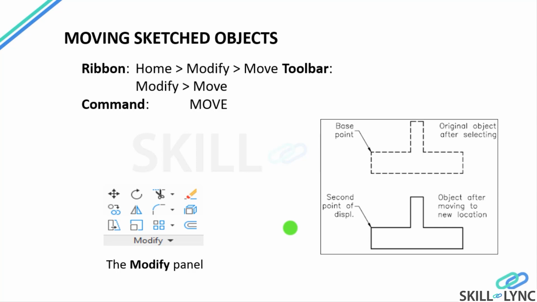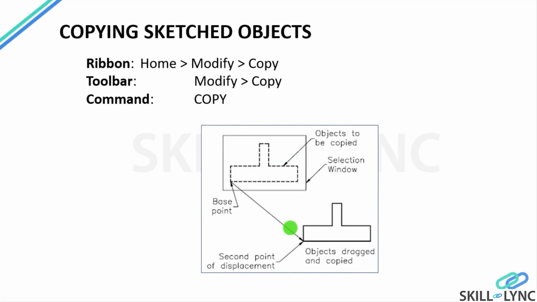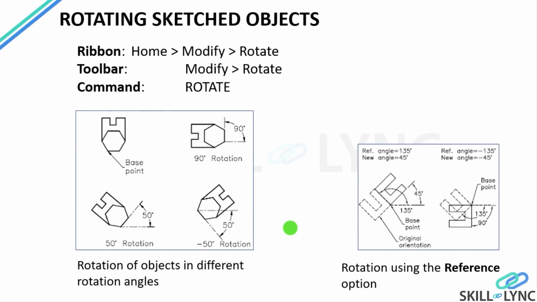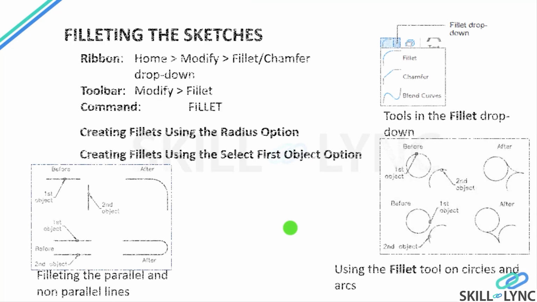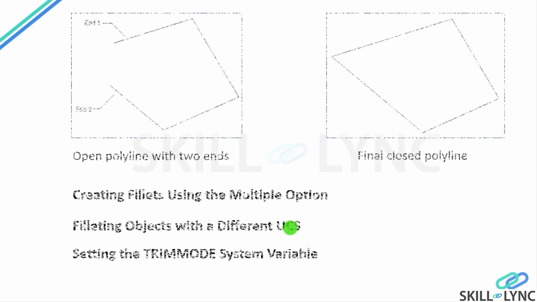Now the next options that we will learn are the modification options. We'll be moving objects, copying objects, offsetting objects, rotating objects, and scaling objects, along with fillet and chamfering.